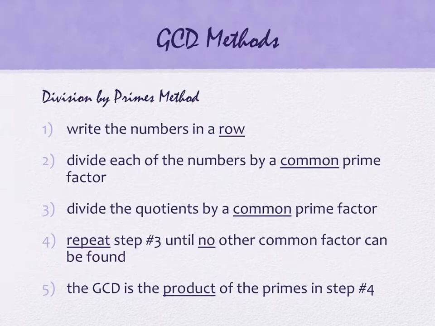Okay, so division by primes eliminates some of the unnecessary steps. What we do is we write the numbers in a row. We look for a factor common to both of them, and we divide by that prime factor. And then we repeat. We keep dividing each of the results by a prime factor that's in common. And then everything that we divided by, multiplied back out together, is our GCD.